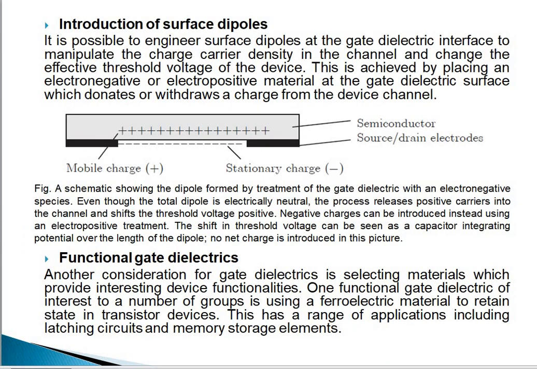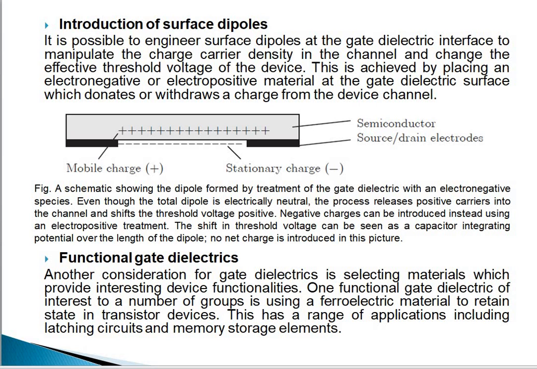Next is the introduction of surface dipoles. It is possible to engineer surface dipoles at the gate dielectric interface to manipulate the charge carrier density in the channel and change the effective threshold voltage of the device. This is achieved by placing an electronegative or electropositive material at the gate dielectric surface, which donates or withdraws a charge from the device channel.